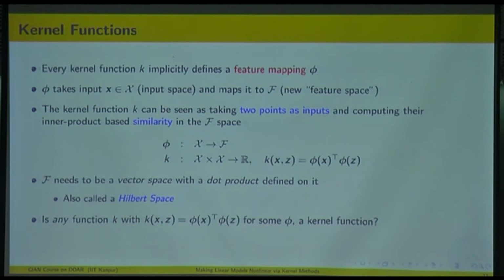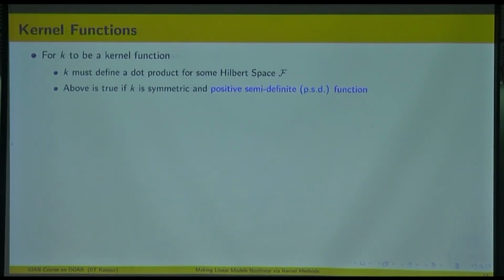Now, is every function of this form a kernel function? So that's a question. I can always define some mapping phi, and I can look at phi of x transpose phi of z. Will that make K a kernel function? Well, not quite. There are some technical conditions that are required in order for this mapping to define a kernel function. These conditions are typically known as Mercer's conditions. Again, I'll give a very high level overview of what Mercer's conditions are, and for this talk you only need to know that.